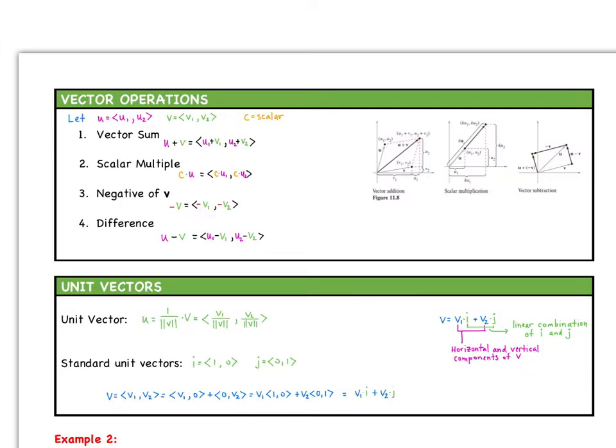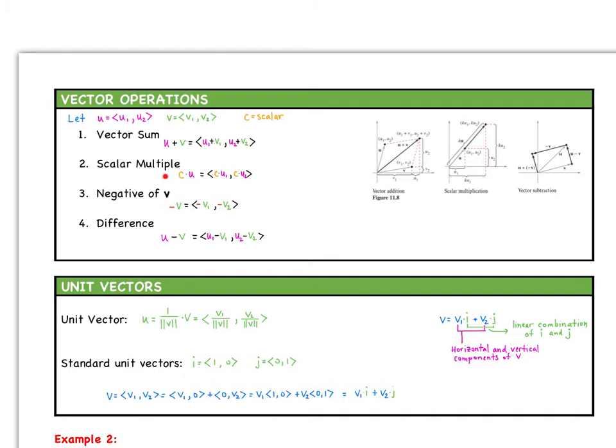The next thing we're going to do is just some simple vector operations, which follow pretty similarly to any other operations. So if we have U be the vector with the components U1, U2, V is the vector with components V1, V2, and we'll call C a scalar or a constant. If we wanted to add vectors together, vector U plus vector V, obviously we would just add those corresponding components together to get the new components. And you can kind of see here on the graph how that works.